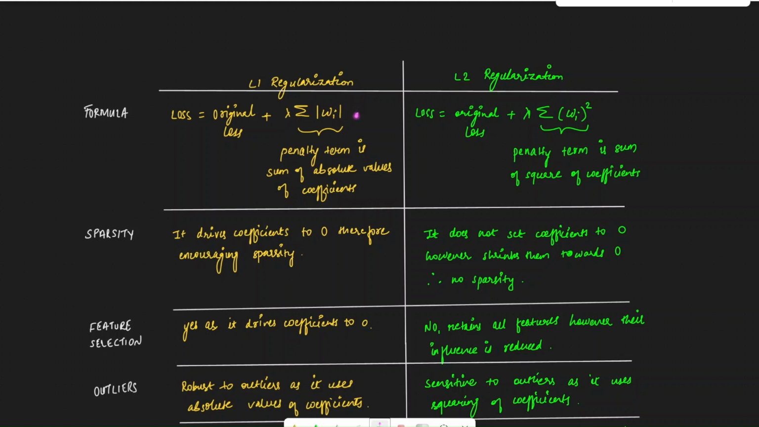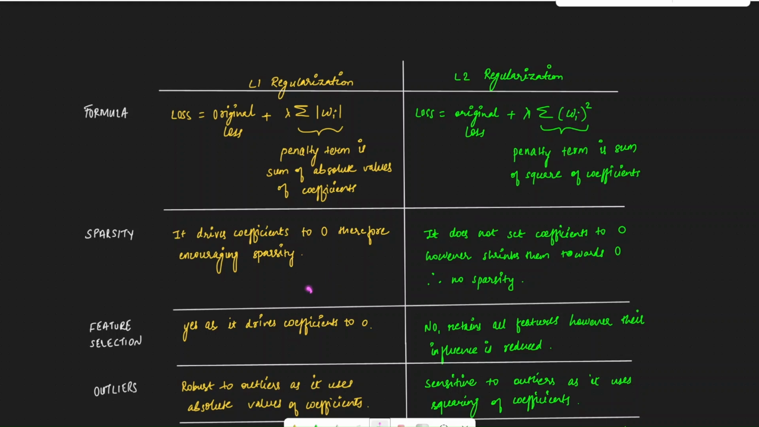because we are taking absolute values here. In L2 regularization, the formula is our loss function is equal to original loss plus lambda, again this is a hyperparameter, multiplied by summation of wi square. So the penalty term here is we are squaring these coefficients.